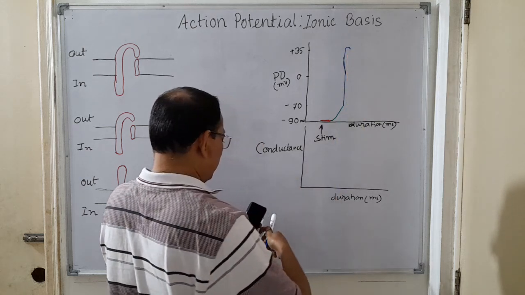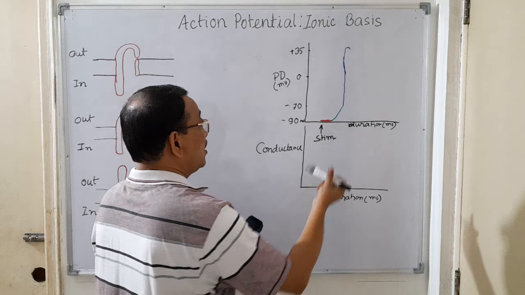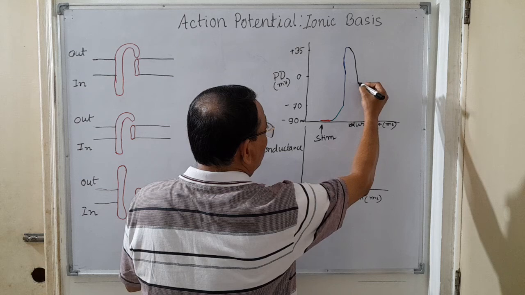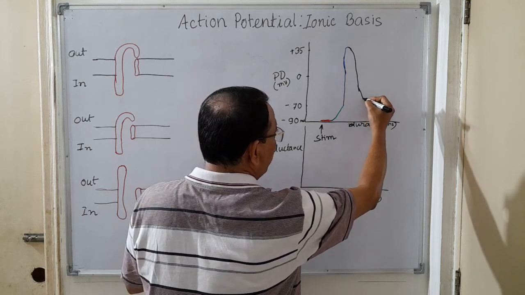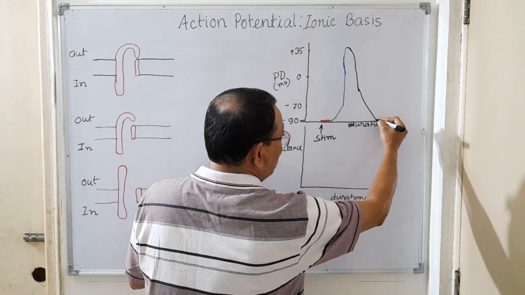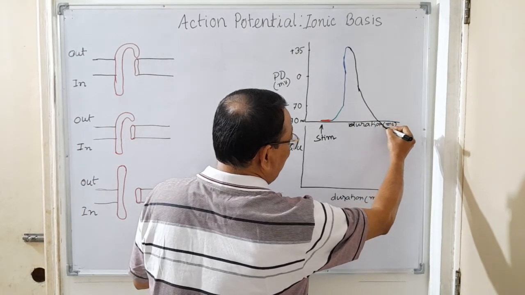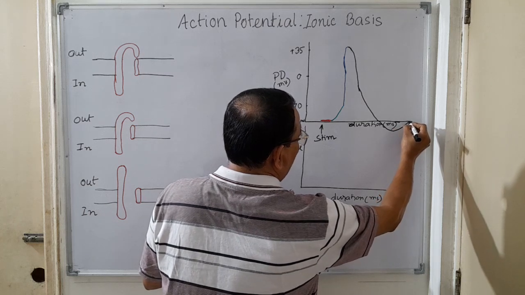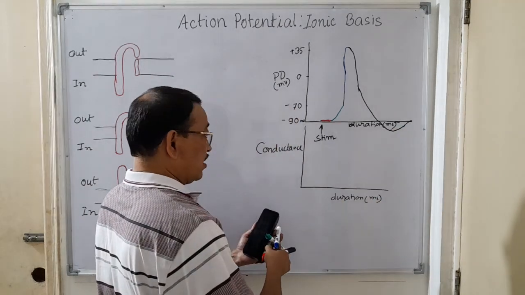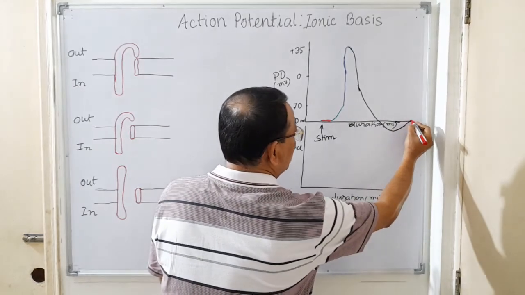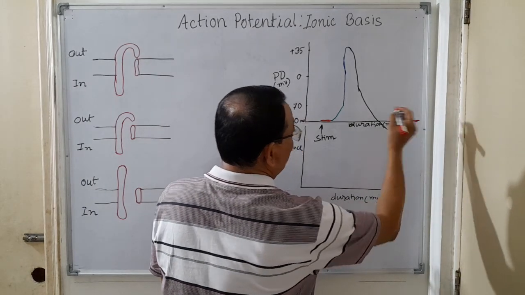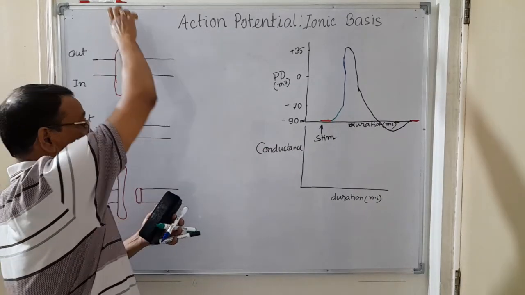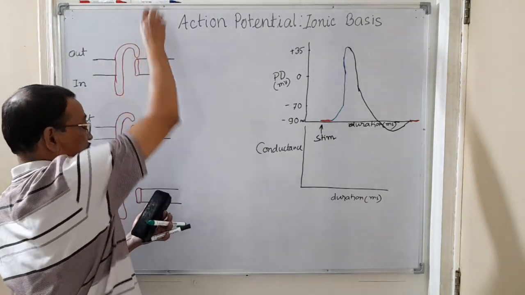And then it declines from inside positivity again, at a rapid rate initially, then slowly. Finally it goes beyond the resting value, and ultimately it reaches the resting state or resting membrane potential level, that is minus 90 millivolt. So this is what I discussed in the last class, the phases of the action potential.